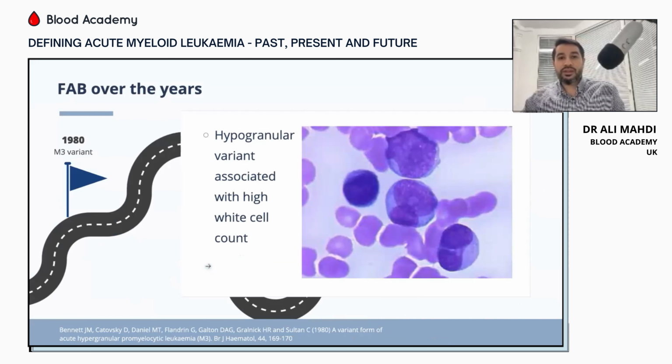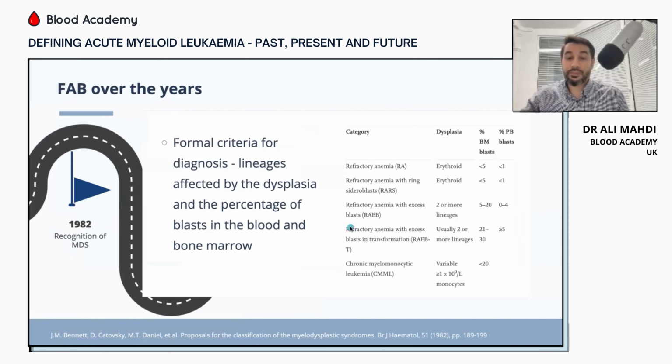So let's move forward to 1980. As well as the standard M3, acute promyelocytic leukemia, there was a recognition that a hypergranular variant also existed, and this was generally associated with patients with a high white cell count. So we've got some typical morphological features of hypergranular APML or M3 variants. You have these bilobed nuclei, but with an absence of any granules or Auer rods within the cytoplasm.